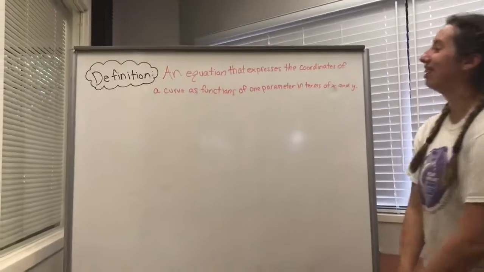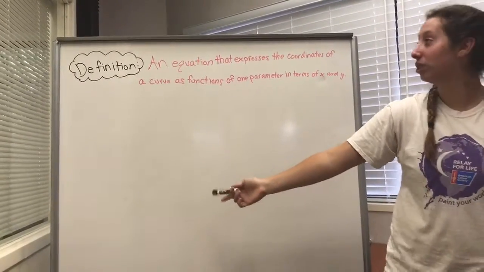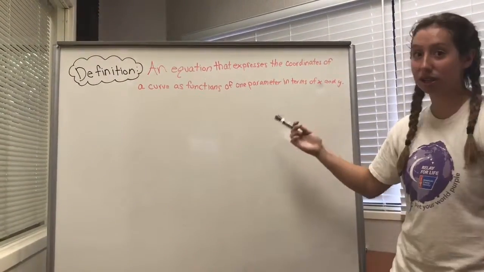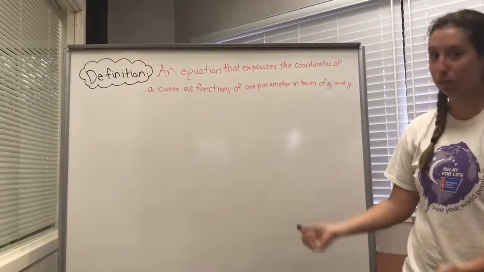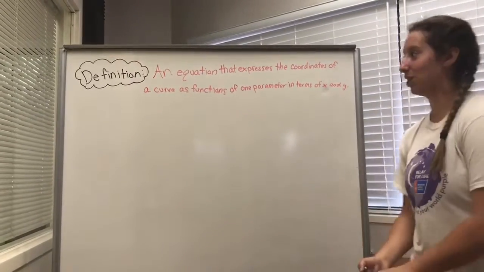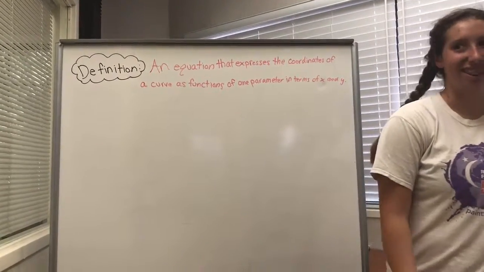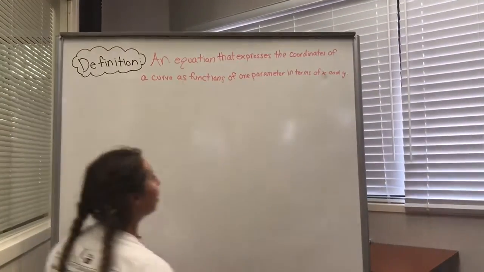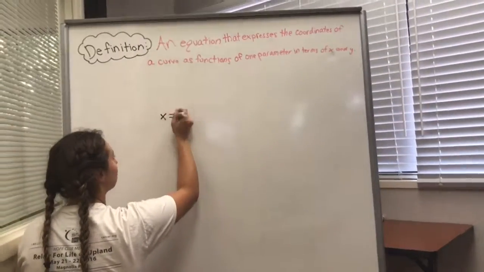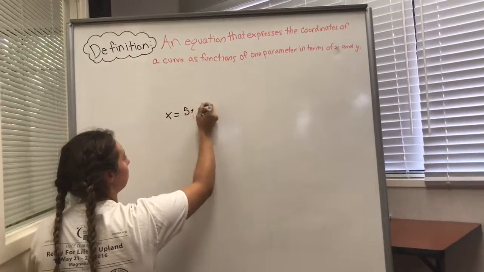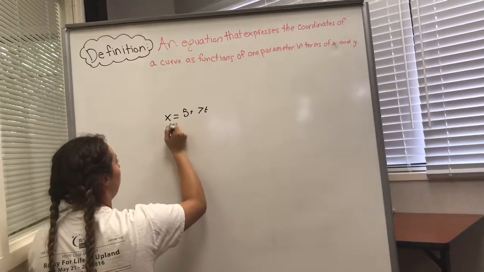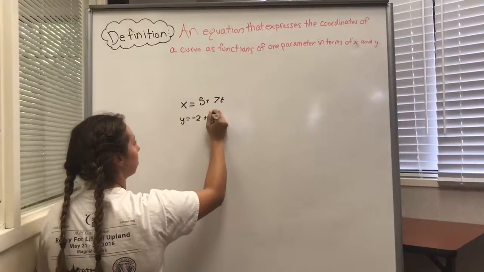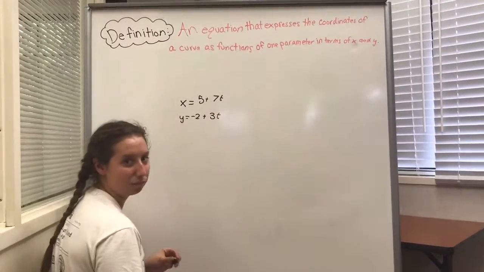So let's get started. The definition of a parametric equation is that it's an equation that expresses the coordinates of a curve as functions of one parameter in terms of x and y. As complicated as that may sound, it actually isn't that complicated. A regular parametric equation would look like x equals 5 plus 7t and y equals negative 2 plus 3t, as an example.